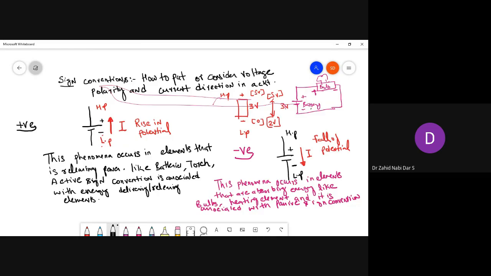So how does my current direction go, minus to plus, plus to minus. This is the complete circuit. Here, by the active sign convention, there is a voltage rise. Voltage rise, going from minus, from lower potential to higher potential, whereas here there's a potential fall, HP to LP.